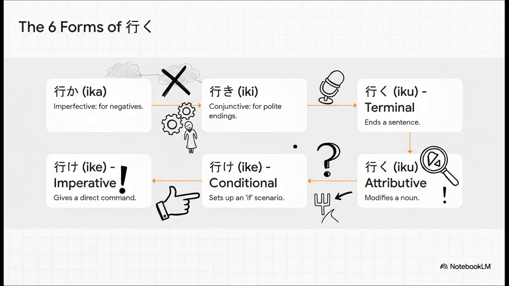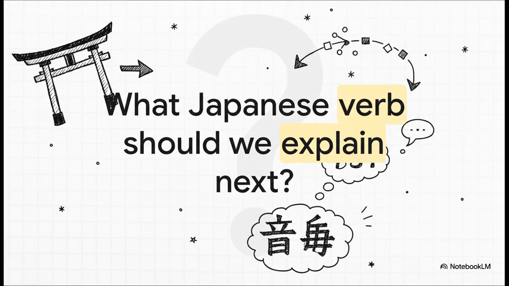You can do this. And that's really it. That's your fundamental guide to the verb iku. The best part is, the patterns you just learned are going to pop up over and over again with other verbs. So, my question to you is, what Japanese verb should we tackle next?